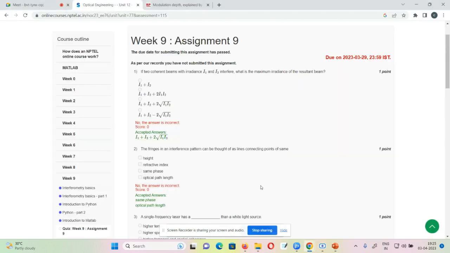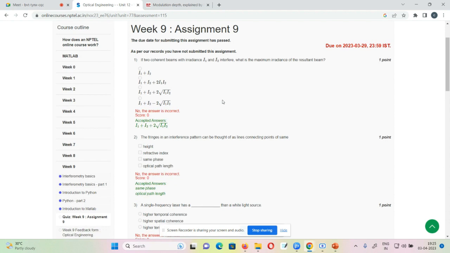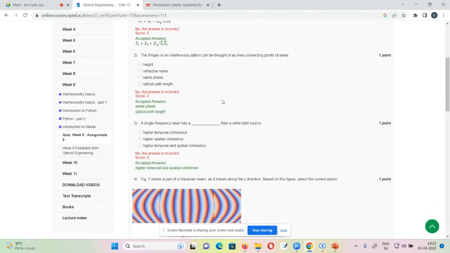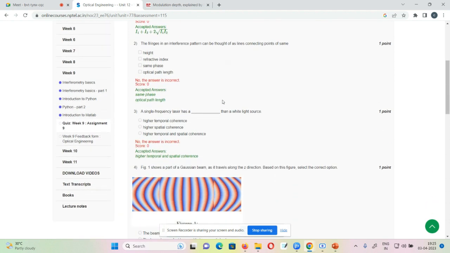Now we can check another question. Now you don't have to worry much. Questions are like this. The fringes of an interference pattern can be thought of as lines connecting points of same. This is like a direct question. What is the interference pattern telling?